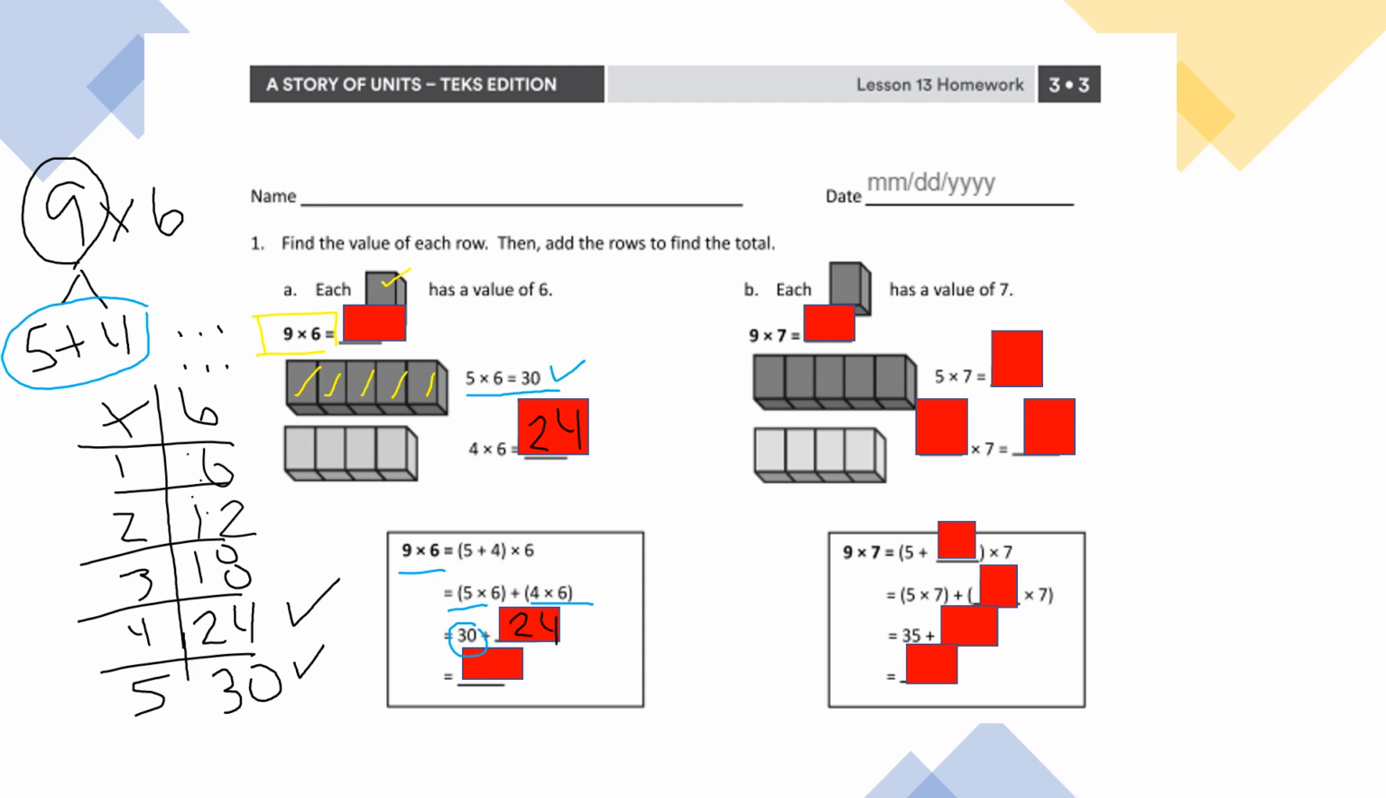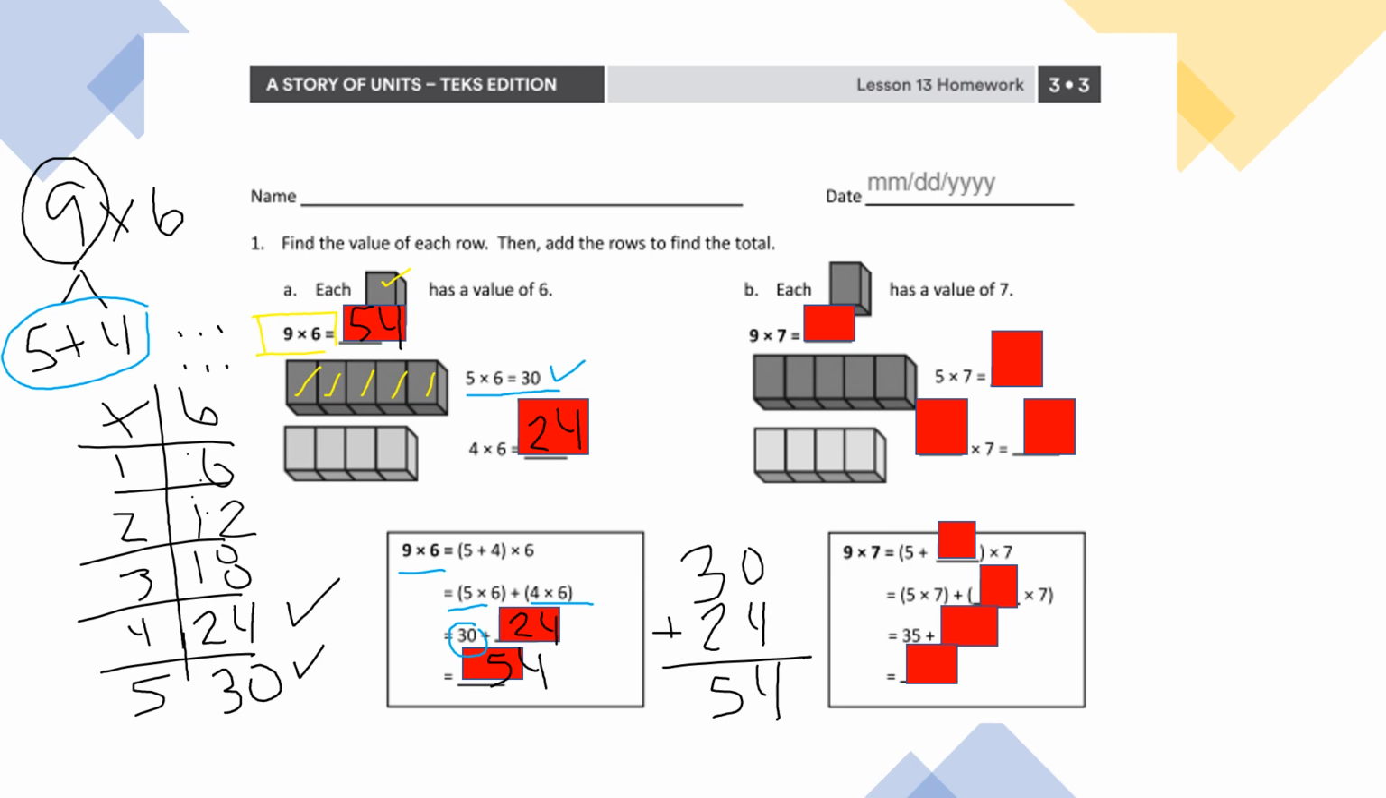Now that we've solved both equations, 5 times 6 plus 4 times 6, we add them together to get our answer. So 30 plus 24. 0 plus 4 is 4. 3 plus 2 is 5. So that means that 9 times 6 is 54.